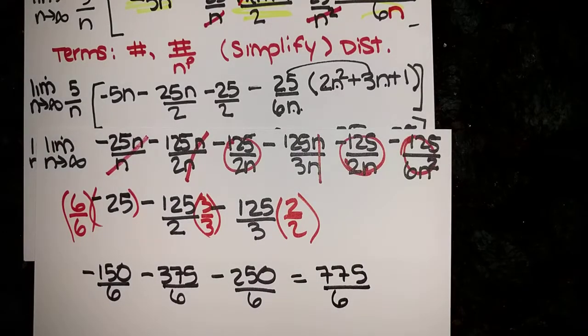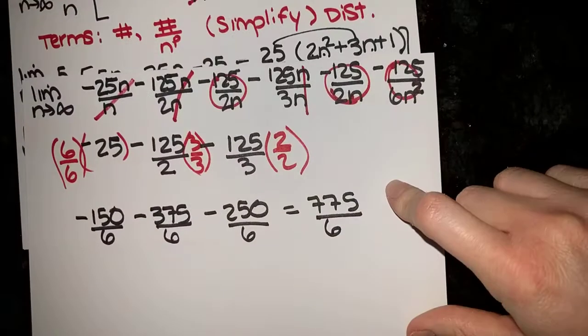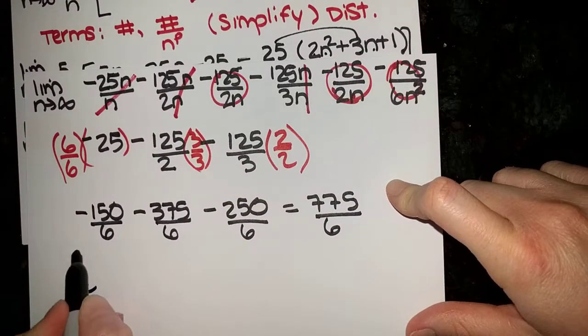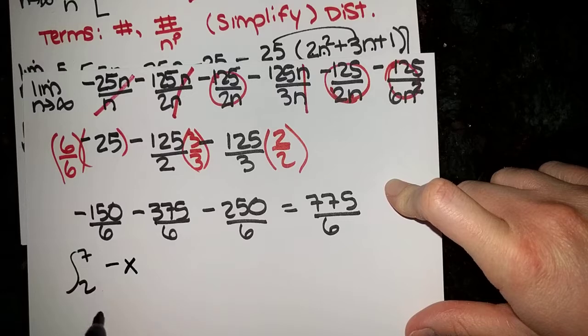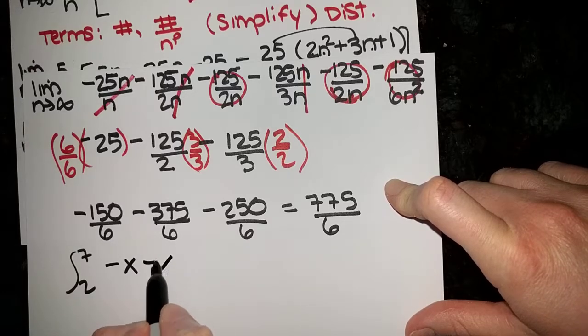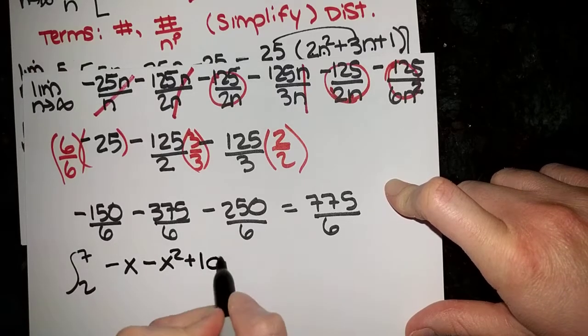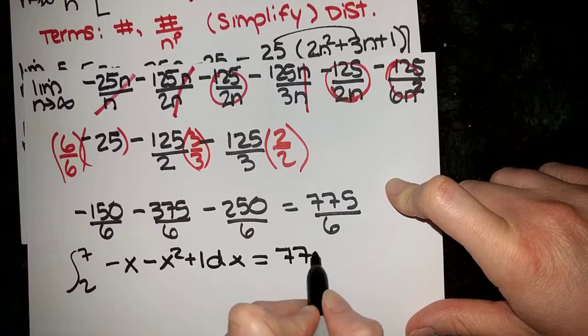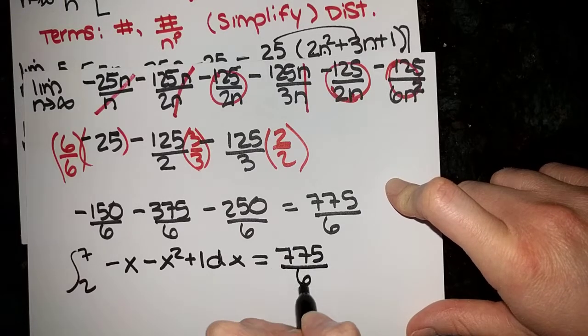And that, after all that work, that number represents what your definite integral is from 2 to 7. So the definite integral of negative x minus x squared plus 1 from 2 to 7 dx is equal to 775 over 6.